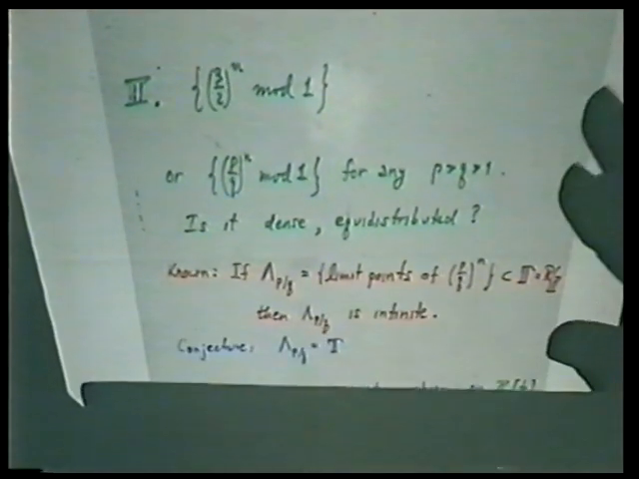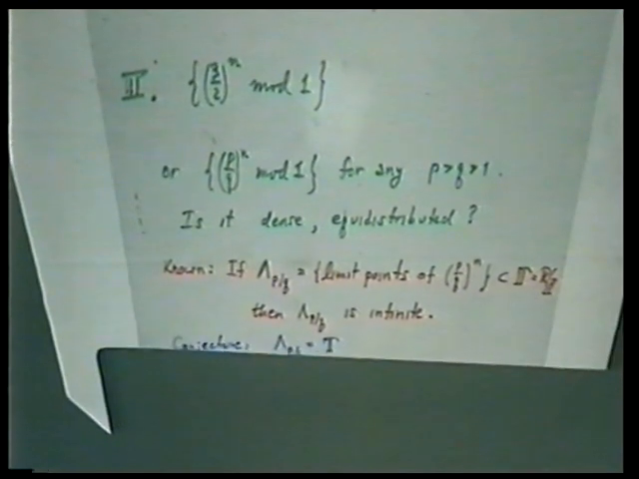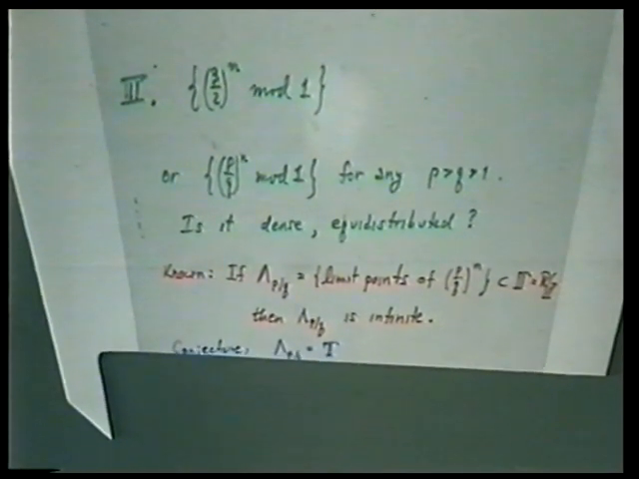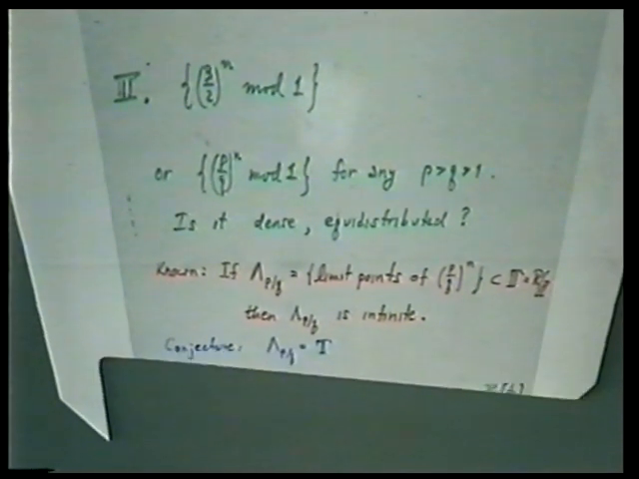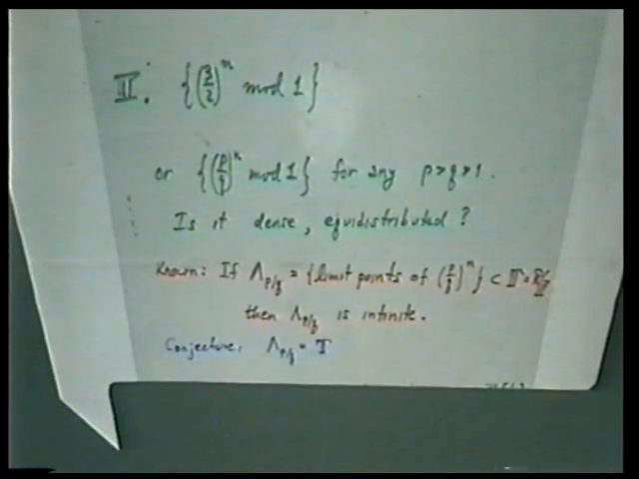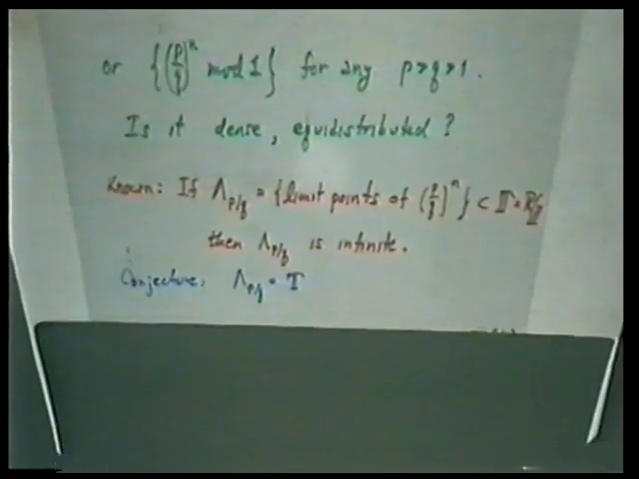Now, what's known is very little. It's known that the set of limit points has to be infinite, but that's all that's known, as far as I'm aware of, and the natural conjecture here is that, in fact, the set is dense. These sets are dense modulo 1.